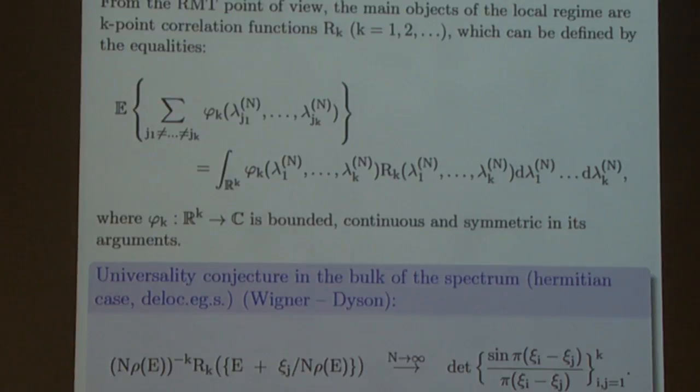Then you have the same Gaussian behavior for all kinds of matrices, with dependent elements, independent elements, any kind of distribution with enough finite moments. You obtain something like that. That is for the Hermitian case.